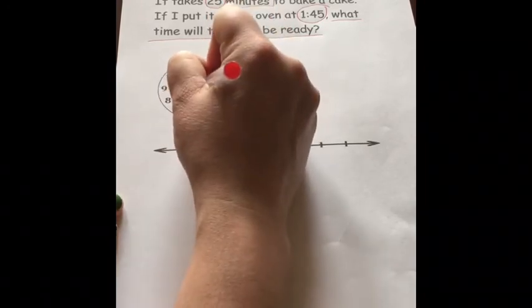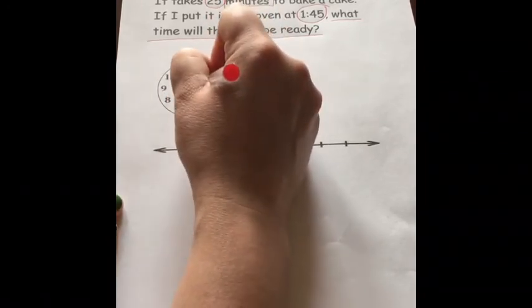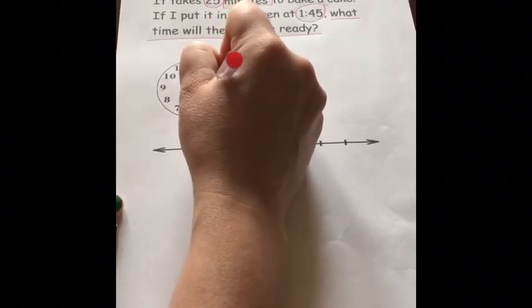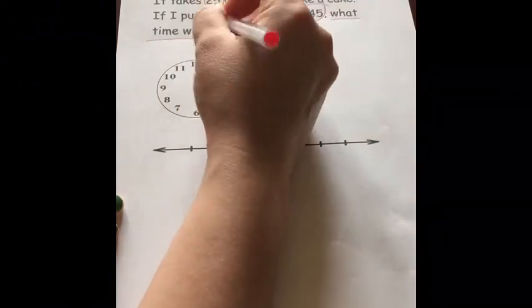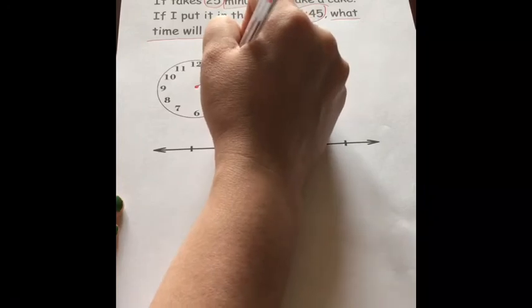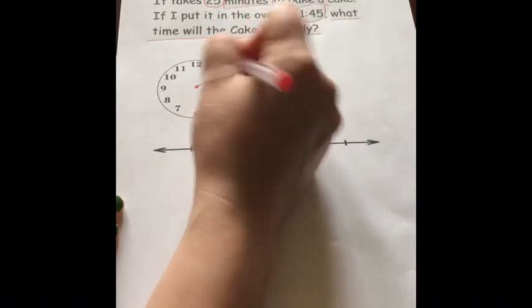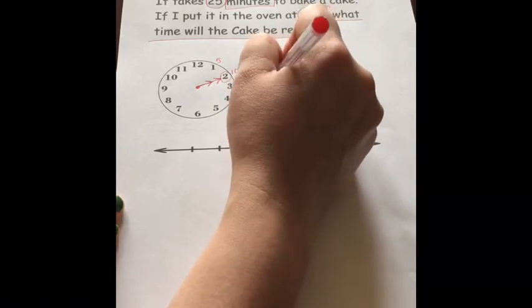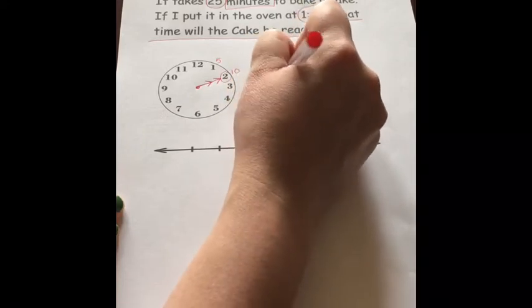The small hand is on the 2, and my big hand is also on the 2, and I know that I'm skip counting by 5s. So my answer is 2:10.